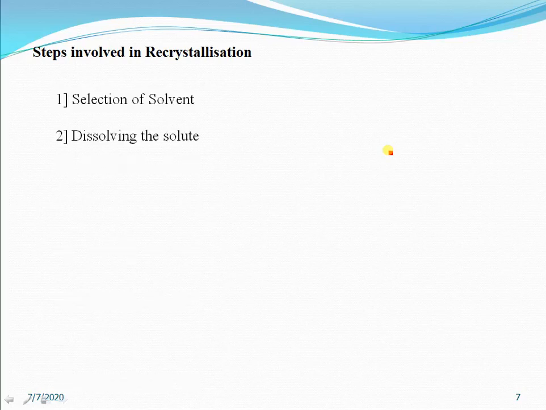The second step is dissolving the solute. To the crushed or ground solute in a flask, especially an Erlenmeyer flask, add a solvent and heat the mixture to the boiling point of the solvent. Add more solvent as necessary to obtain a hot saturated solution, or a clear solution. This is the second step of recrystallization: dissolving the solute in the solvent.